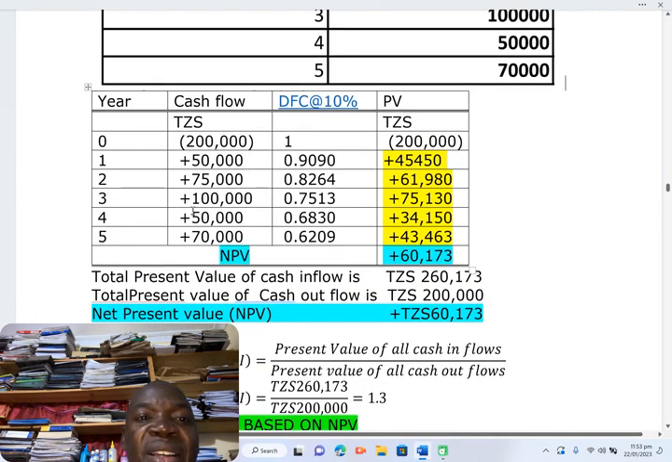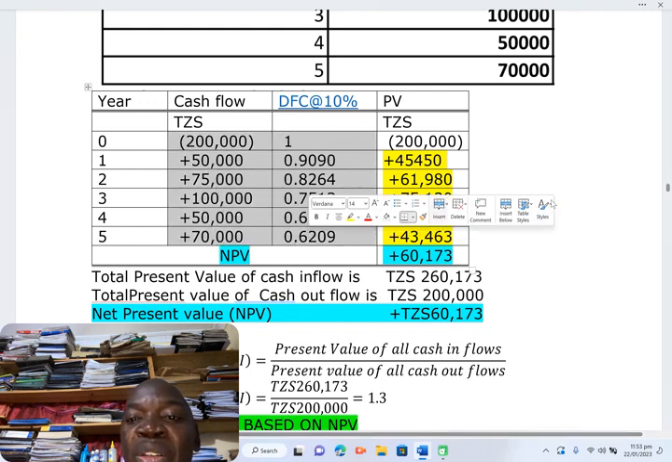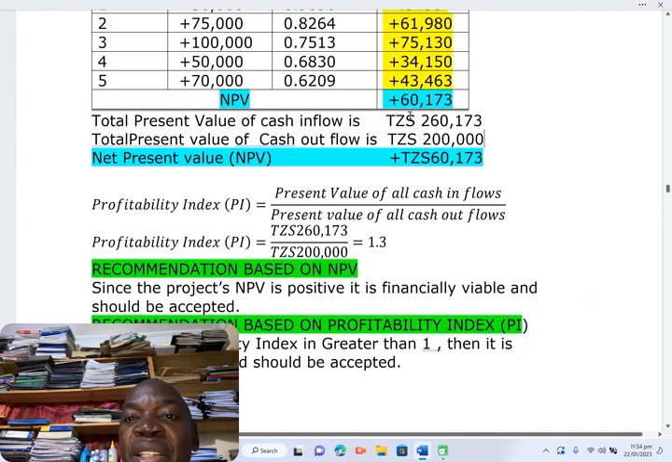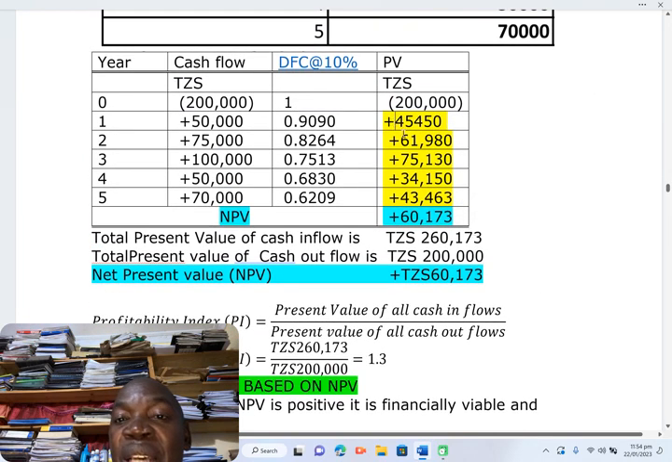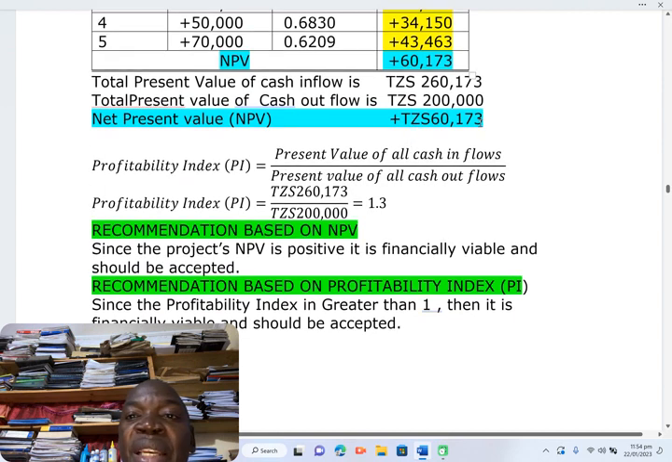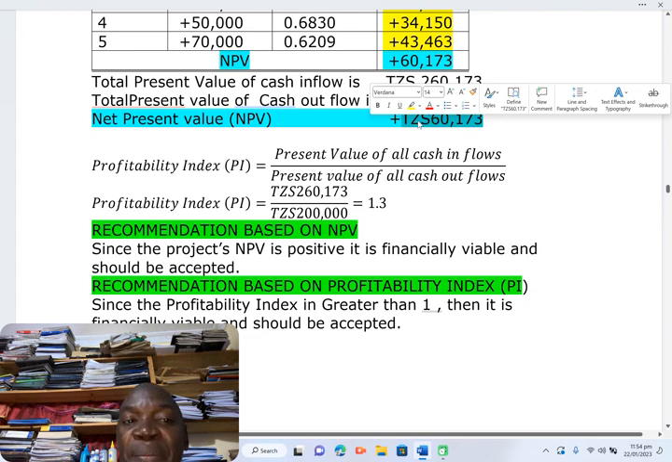This is easy. We have initial cash flow. Discount rate is 10%. These are discounting factors easily. So this cash flow has been computed. You multiply there by this one to get this one. So NPV is 60. How to get 60: discounted cash inflow minus discounted cash outflow, so that we can have this figure. So based on NPV, we recommend to accept.